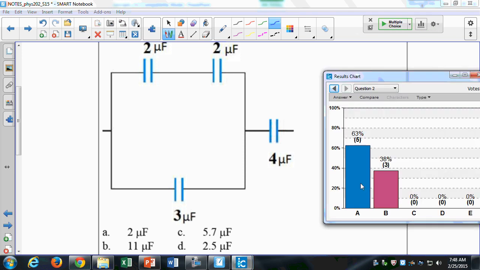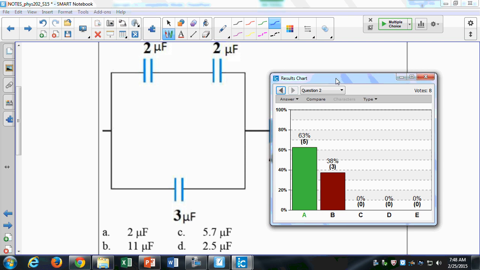Okay, so A is the right answer. Almost everybody did have the right answer. We got led astray somewhere along the way. All right, let me show you how to do this. So A is correct.